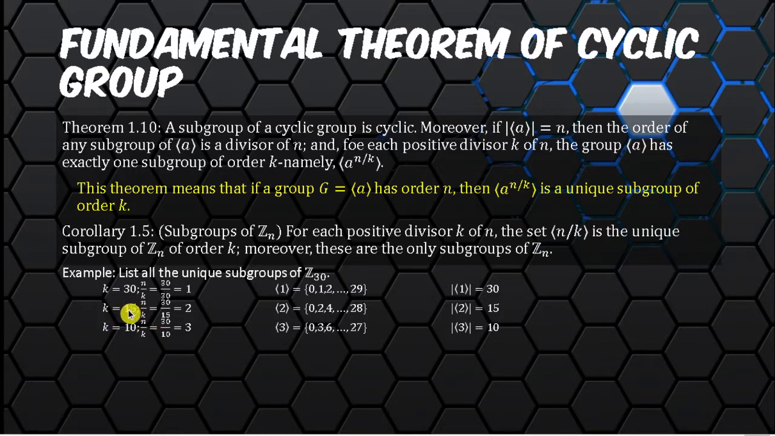The next value of k, a number that divides 30, is 10, because 30 divided by 10 is 3. So this 3 is what we use as the generator. The order is 10. These are the multiples of 3: 0, 3, 6, up to 27. The next divisor is 6. n over k is 5. So from base 5, we generate the subgroup. This is the set containing 0, 5, 10, 15, 20. So 6 should be its order because k is 6.